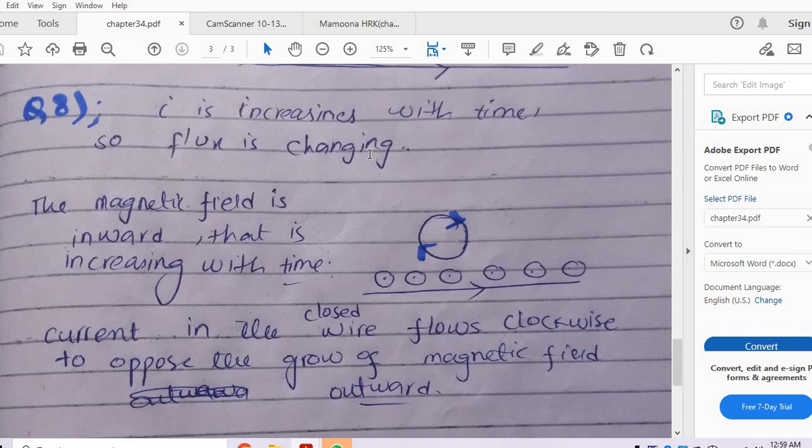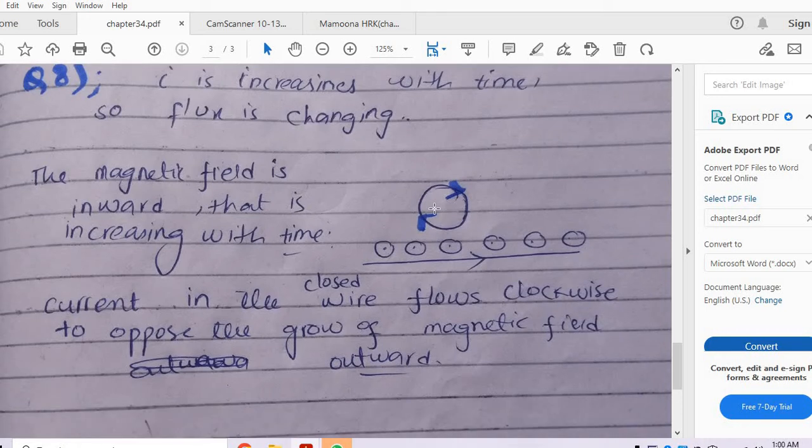This is the situation in which I is increasing with time, so flux is changing. If the current is in the right direction, then from the right hand rule we can see that at the top of this wire the current is outward and at the bottom of this wire the current is inward. As I is changing, the magnetic flux is changing with time. So the change in flux induces an EMF in this coil.